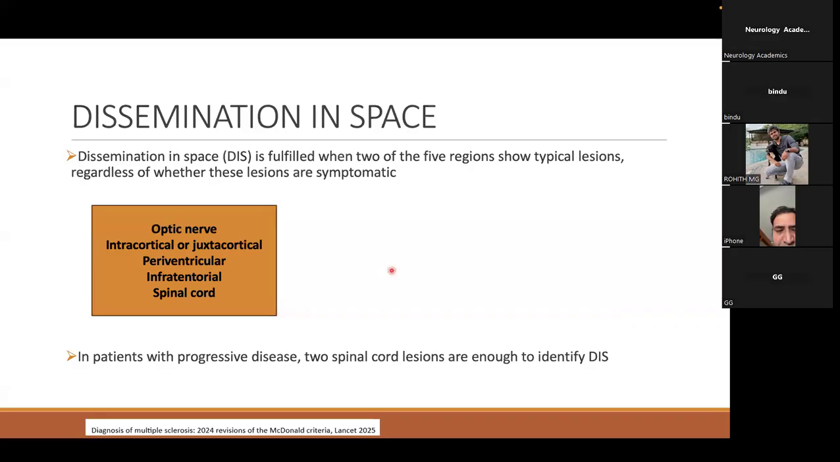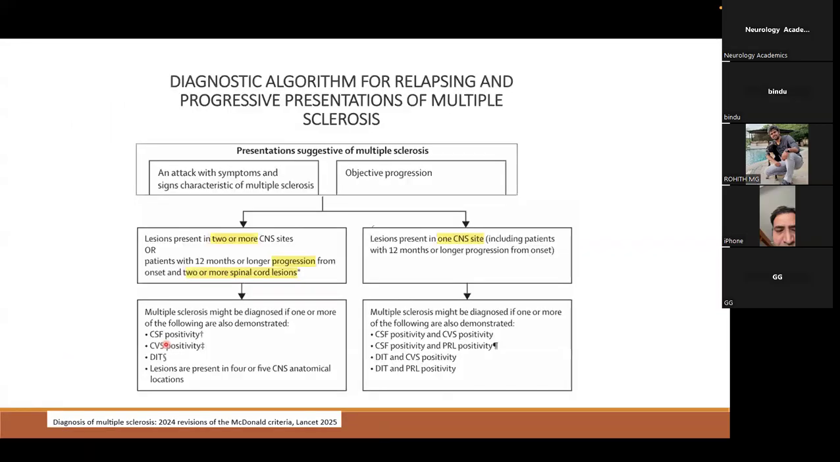So for dissemination in space, according to the 2024 updated McDonald criteria, the optic nerve is also included. So there are a total of 5 anatomical locations: optic nerve, intracortical or juxtacortical, periventricular, infratentorial, and spinal cord. And 2 out of these 5 should be met for dissemination in space. And to diagnose progressive MS, if there are 2 lesions in the spine, that can be taken as dissemination in space. So we'll see the updated criteria.